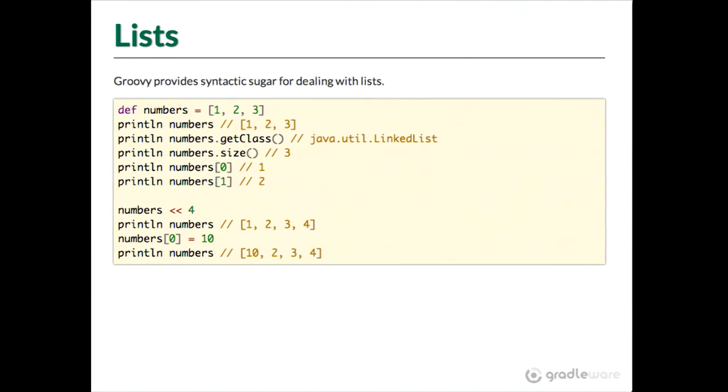By default, the implementation underneath is going to be a linked list. There's some extra methods over and above the Java API. So size is a nice one, and it's consistent in Groovy. In Java, there's all sorts of length and size and all that sort of thing. You can access it basically using array notation. So there I am getting the 0th element of the list and the first element.